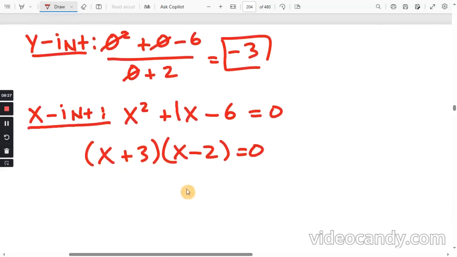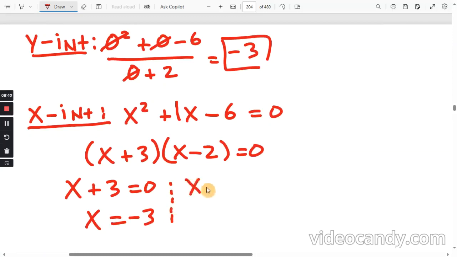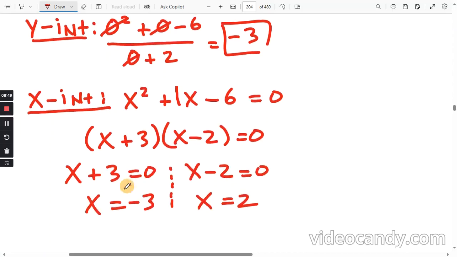All right, either one of these can be 0. If x plus 3 equals 0, minus 3 on both sides. And if x minus 2 equals 0, I do plus 2 on both sides. So those are your x-intercepts. The way I wrote it, it makes it look like a line. It's not a line, okay? These are just x-intercepts, so it's really just negative 3 and positive 2.